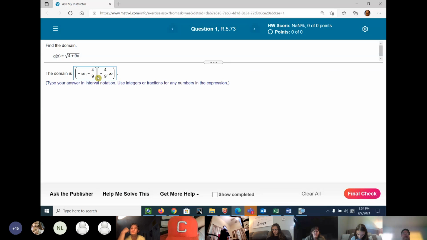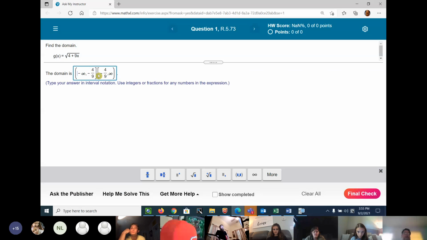So it should be this one right here, the one on the left. A lot of people say, well, why not the other? Because you can't plug in, you'll get negative numbers. If you plug in a negative 4, that's going to give you a negative 36. 4 minus 36 is negative 32. You can't take the square root of negative numbers. So there it is right there.